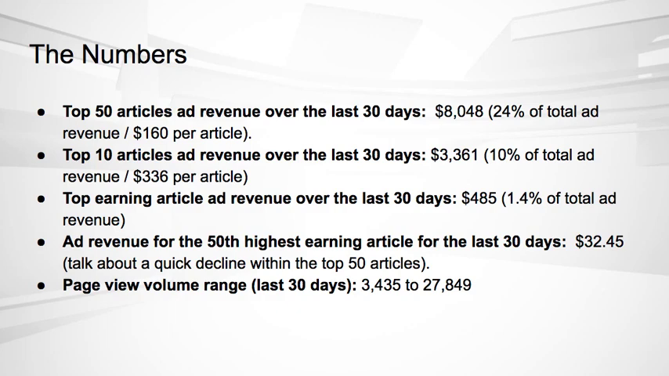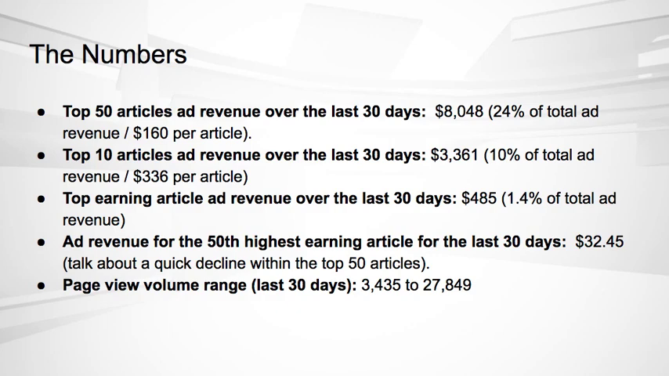So the top 50 articles' ad revenue for the last 30 days was $8,048. That's 24% of total ad revenue, which averages out to about $160 per article. Okay, that's 50. Now, how many articles are on the site? There's about 3,800, 3,900 at this point, maybe a touch more, but it gives you an idea. So 50 articles are generating 24% of total ad revenue. That's actually a pretty hefty chunk. It's a little higher than I thought it would be, and it's maybe higher than a lot of sites, but it's lower than a lot of sites as well.